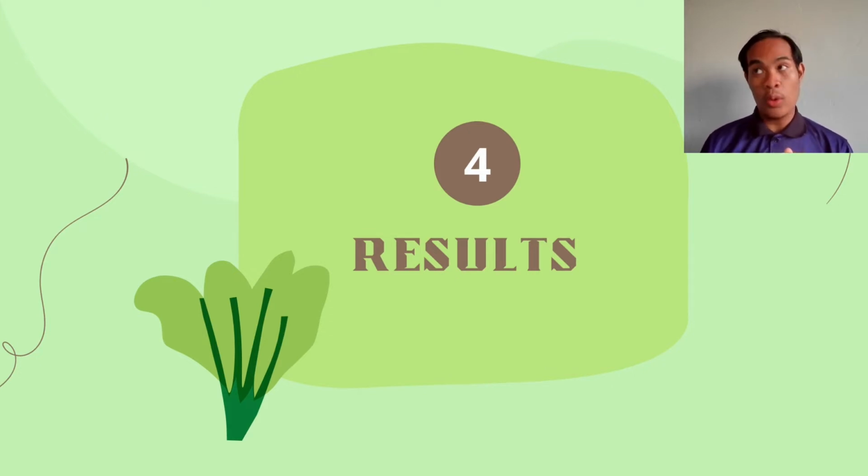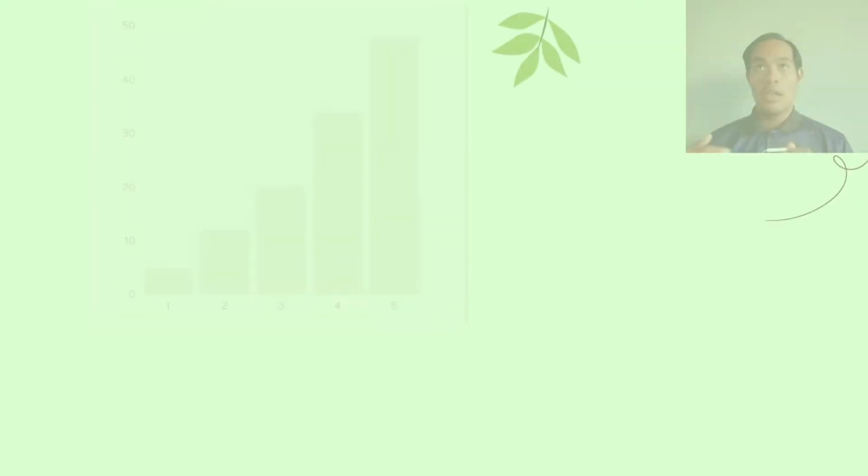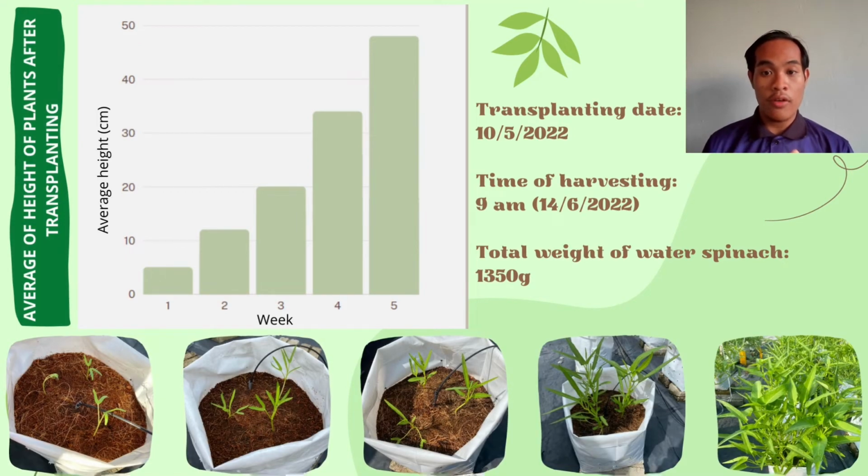So I will present our fertigation results. We transplanted our plants on 10th of May 2022. Throughout the 5 weeks, we observed the crop. As you can see in the chart on the slide, it shows our crop's average height from week 1 to week 5. We also provide pictures to show how well our water spinach is growing.